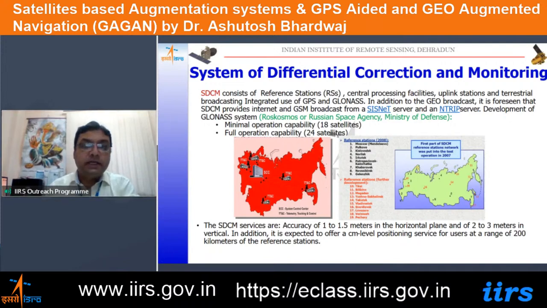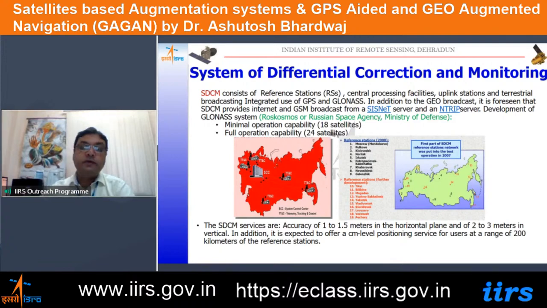So that kind of system they have for the Russian region, and they are on the move for further improvements. Using this SDCM system, they are able to provide 1 to 1.5 meter accuracy in the horizontal plane and 2 to 3 meter accuracy in the vertical height. And in addition, they are attempting to provide a centimeter level positional service to the users within the range of 200 km from the reference stations.